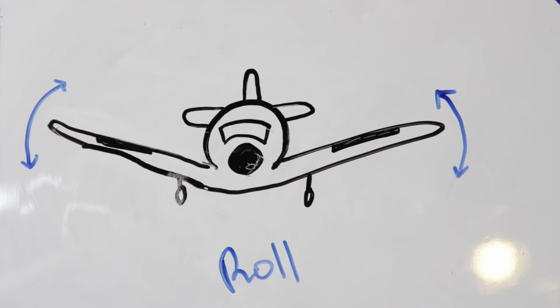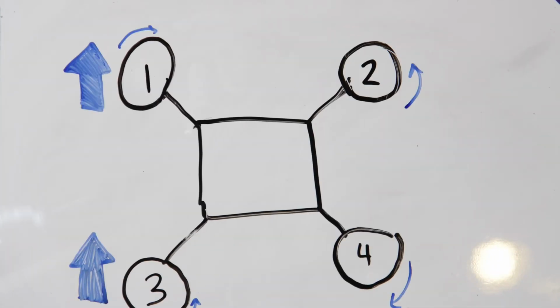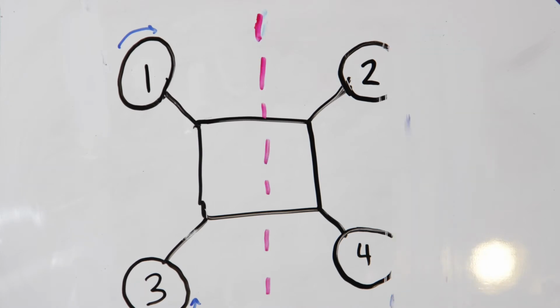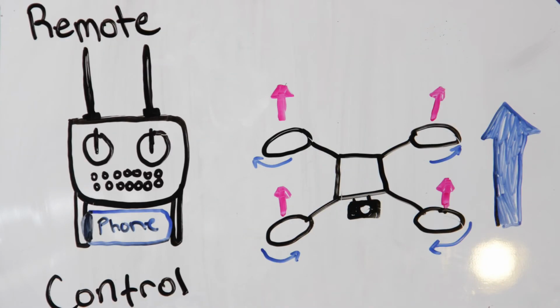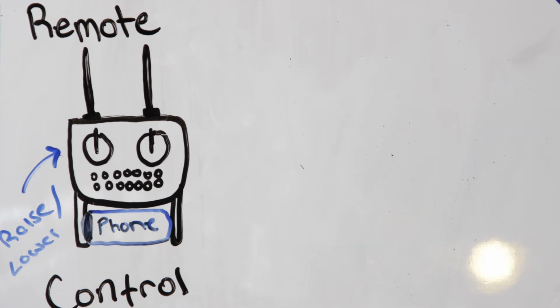Roll is rotation about the x-axis, except it is rotors 1 and 3 or 2 and 4. These 3 controls, including the rise/lower function, are created by decreasing and increasing thrust to all 4 motors.